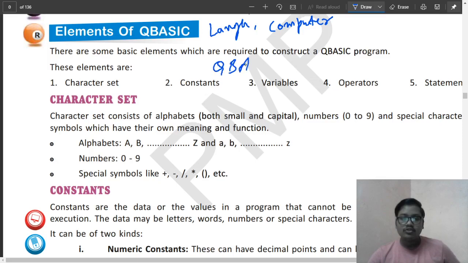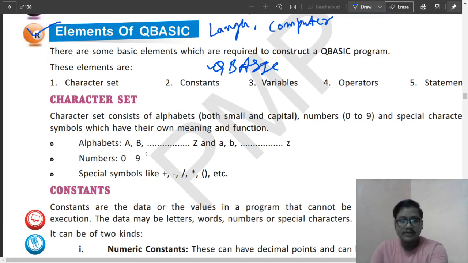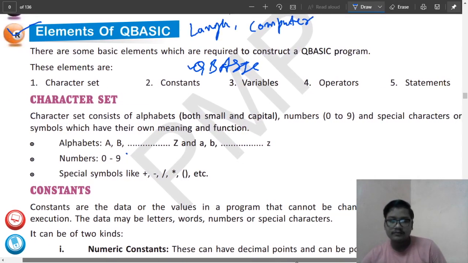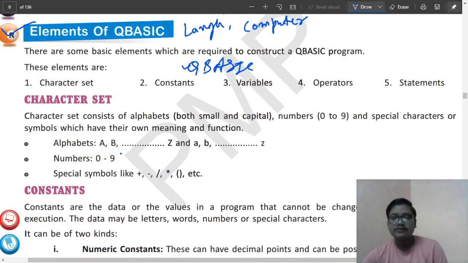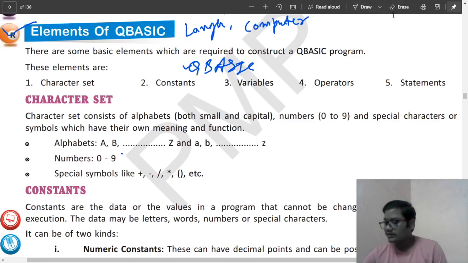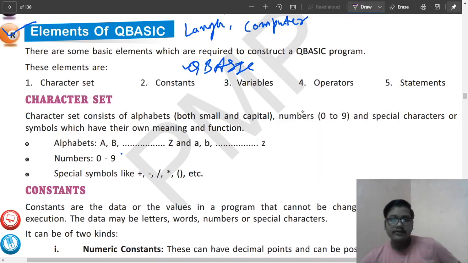In QBASIC, as I told you earlier about the invention of QBASIC and other things, today we have to read about the elements of QBASIC. We have these five elements in QBASIC. Just a second. Now it's perfectly visible to you. Now what do we have to study? We have to study about these five things.